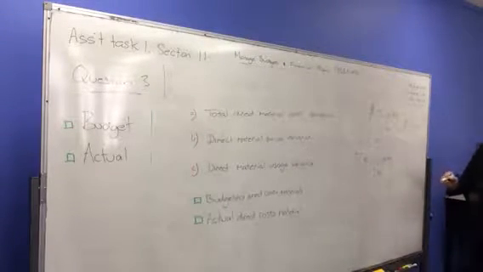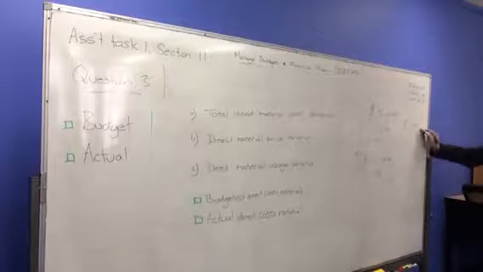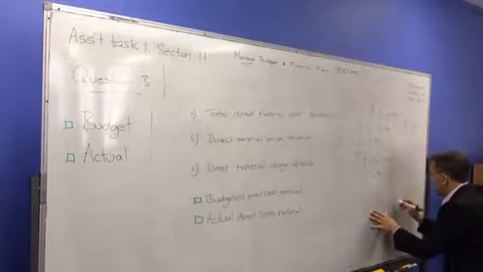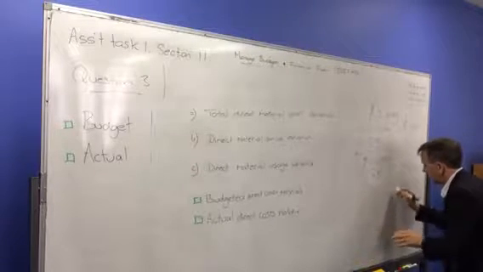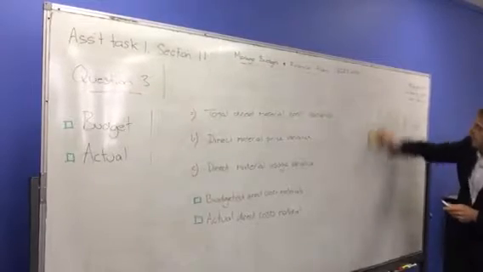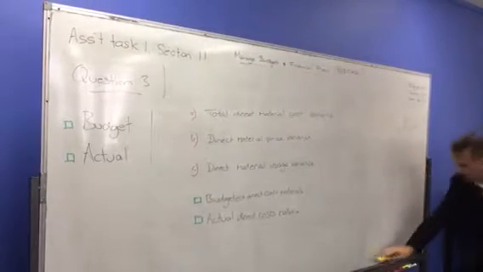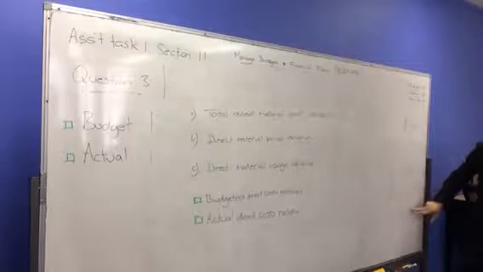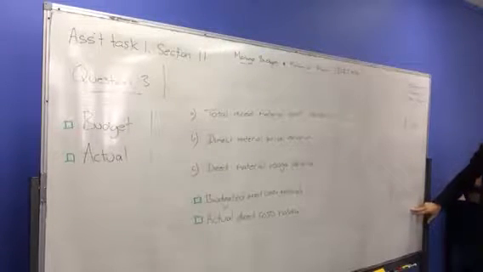So it's as simple as this. What's the difference between this number and this number? $210. Thank you. Now, in putting this together, let me ask you, from a budgeting and an actual, is this a favourable number or is this a negative number?